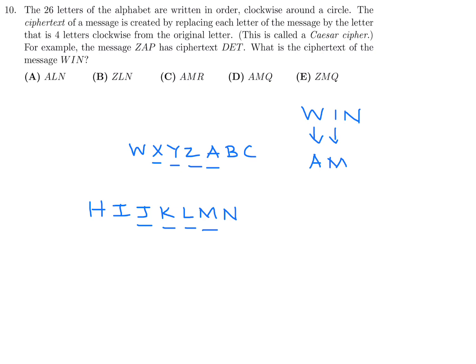And then what's next here? N. Okay, well, let's just continue here. L, M, N, O, P, Q, R, S, and so on. 4 letters after the N would be 1, 2, 3, 4, R. So that N transforms to an R. So WIN transforms into AMR. Therefore, number 10, the answer is C.